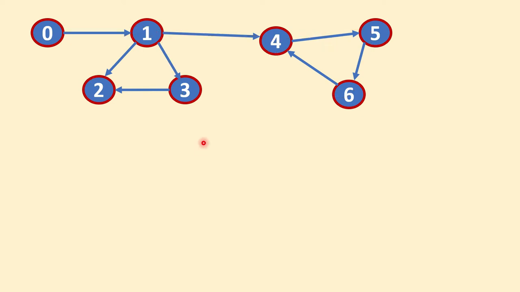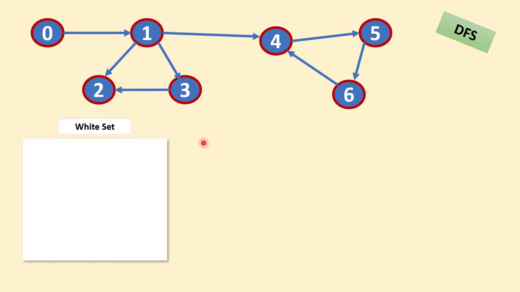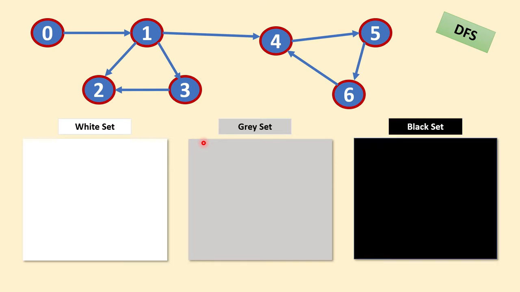Now to complete this exercise, we will take help of a few sets. First set is the white set. The white set will help us keep all the non-visited nodes. Then the gray set. The gray set is used for keeping the visited nodes. And the black set is for keeping the processed nodes. Initially, all these nodes are not visited, meaning initially all these nodes will be in the white set.